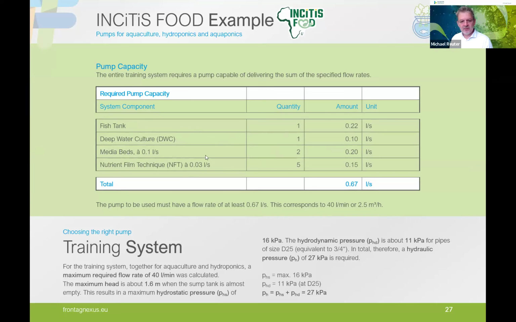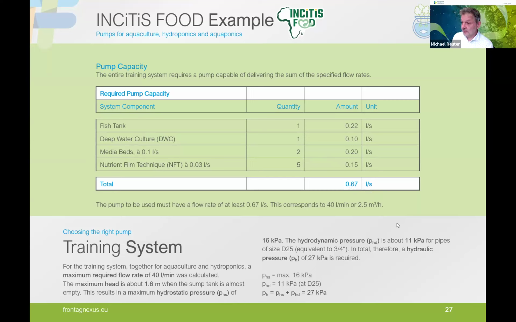We would have 2 media beds that would also need 0.1 liters per second each, adding up to 0.2 liters per second, and some nutrient film technique pipes that also would need some flow rate, adding up to a flow rate of about 0.67 liters per second or 40 liters per minute.